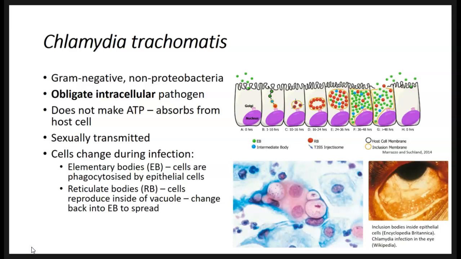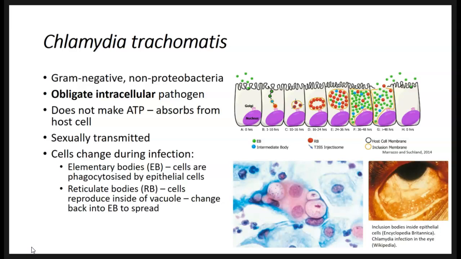The reason that chlamydia can't reproduce outside of the cell is that it can no longer make its own ATP. All the ATP that chlamydia uses is absorbed from the host cell. And so it doesn't have any of that energy currency to drive many of its anabolic reactions unless it's inside the host. Chlamydia causes a number of infections. It is a sexually transmitted pathogen, and it has an interesting biology during those infections.